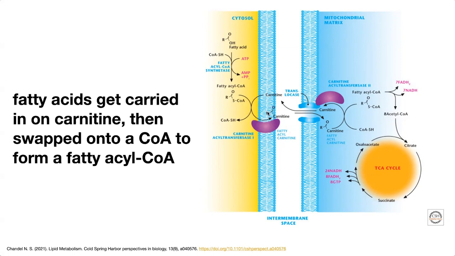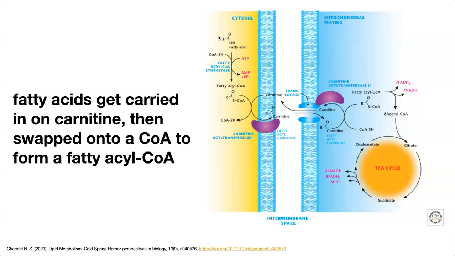This will give you a fatty acyl carnitine, and then it can get transferred through this translocase into the mitochondrial matrix. Here, you're going to have another carnitine acyltransferase, which was the thing that transferred it onto carnitine. Now you're going to transfer it off of carnitine and onto the CoA. This will give you a fatty acyl-CoA, and that can then be broken down, and those acetyl-CoA pieces can enter the tricarboxylic acid cycle.